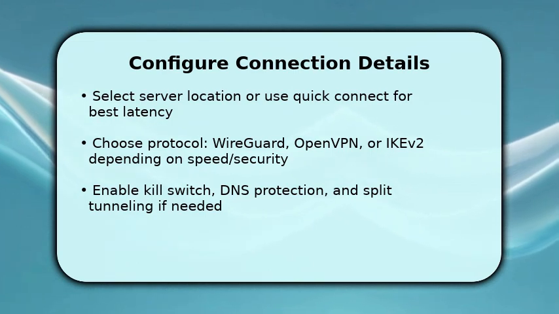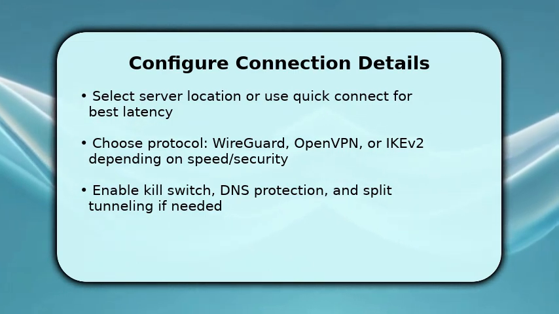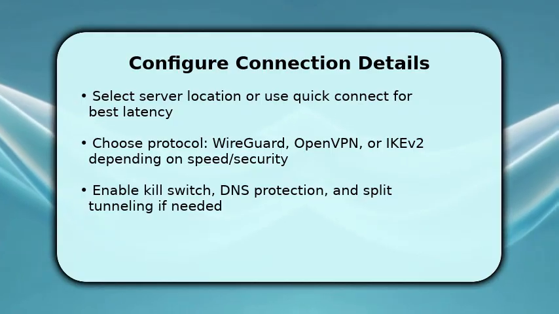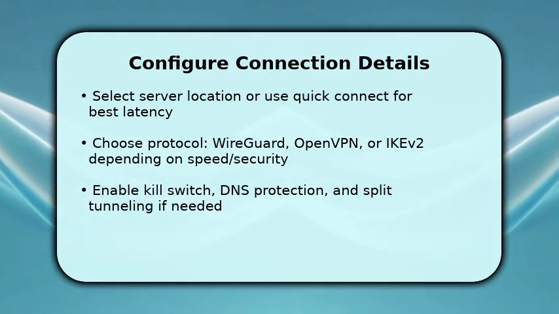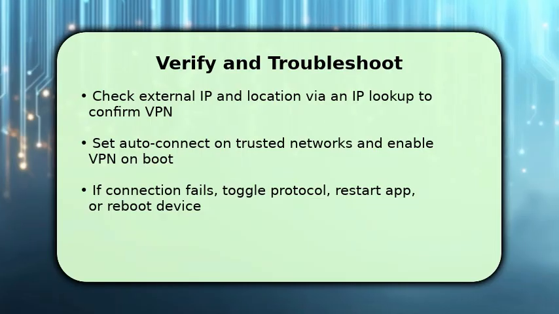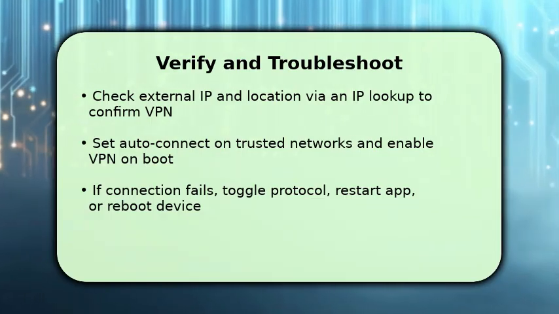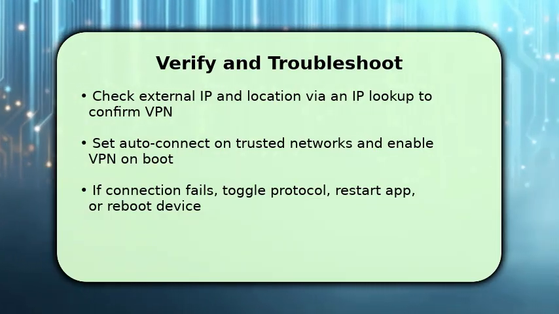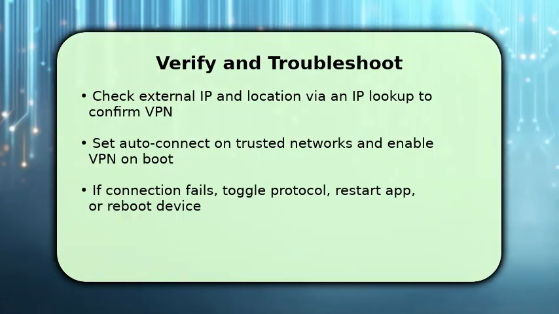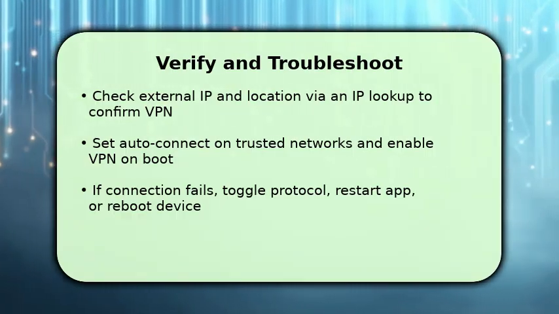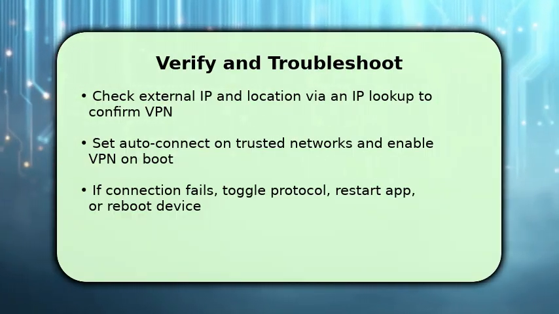You're almost done. Verify the tunnel by checking your external IP and confirming the country matches the server. Make sure apps that require protection are routed through the VPN, and enable Auto Connect for untrusted networks or on-device startup. If something goes wrong, first toggle the protocol and try reconnecting.